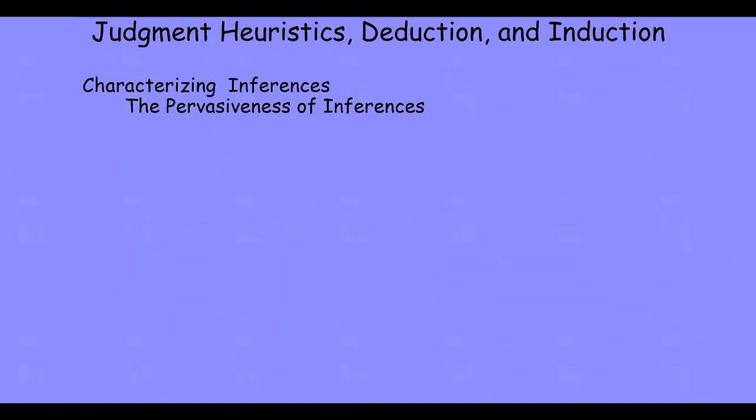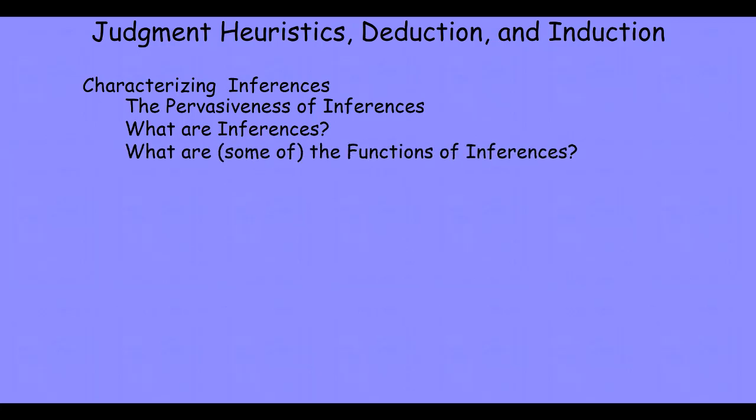So let's start with the first component here. Let's talk about characterizing inferences. We'll talk about how pervasive inferences are in everyday activities. We'll give a characterization of inferences as psychological processes that transform information.